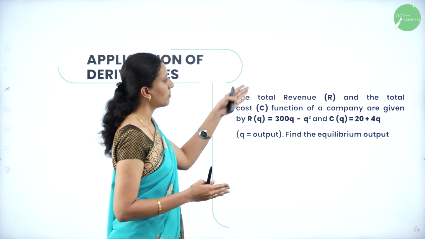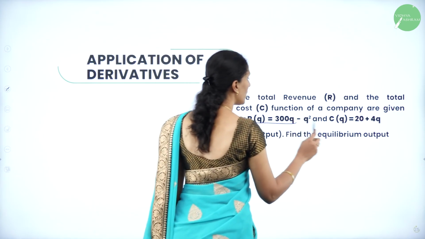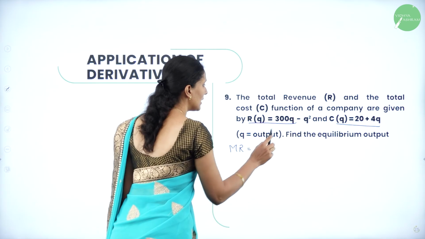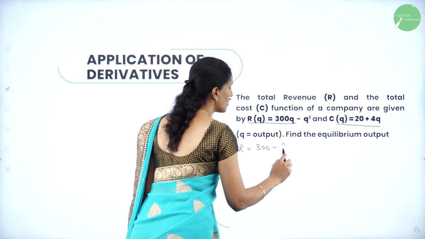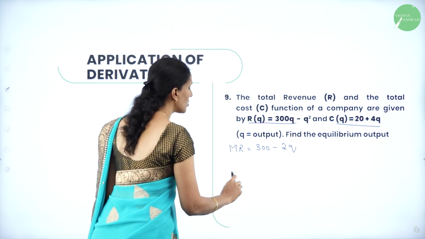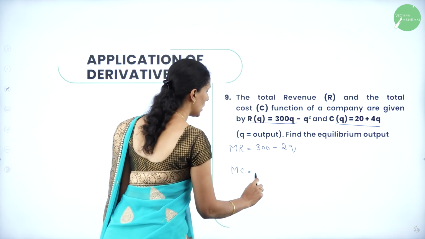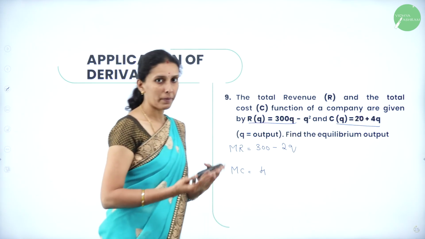Now I need to find out marginal revenue as well as marginal cost. I have total revenue and total cost. Marginal revenue is the derivative of this. So that is 300 minus 2Q. Marginal cost is the derivative of the total cost. That is 4. Because 20 is a constant, 4Q becomes 4.